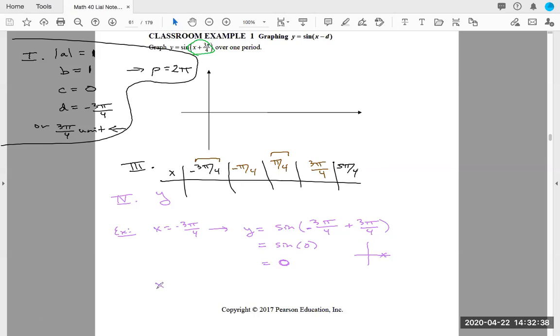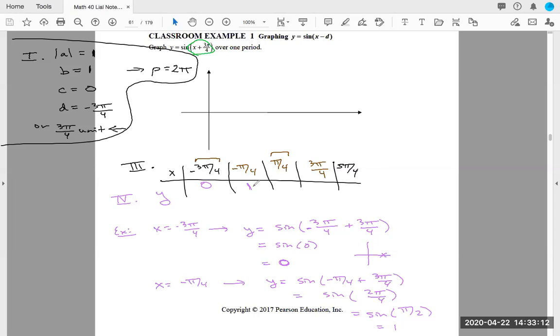Let's try another one. Negative pi over 4. y equals sine of negative pi over 4 plus 3 pi over 4. That's sine of 2 pi over 4, which is sine of pi over 2. Sine of pi over 2 is 1. So 0 would be here and 1 would be here.